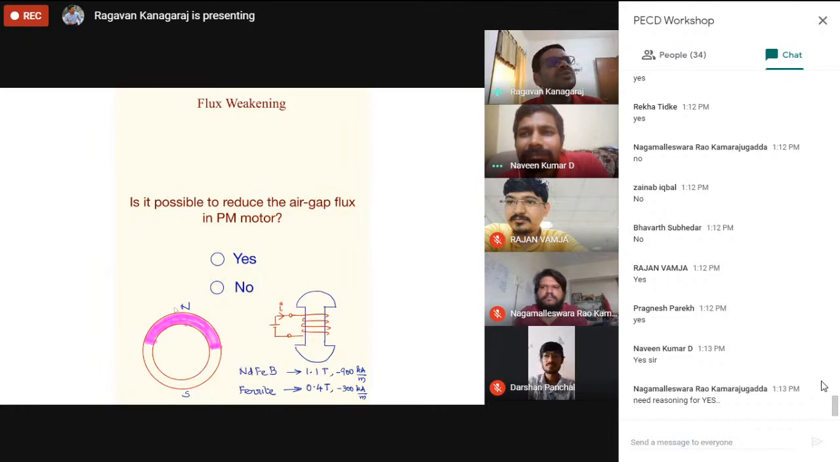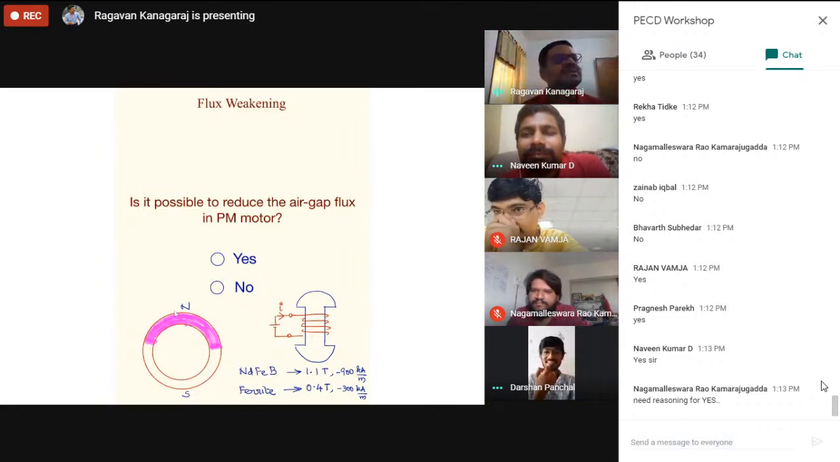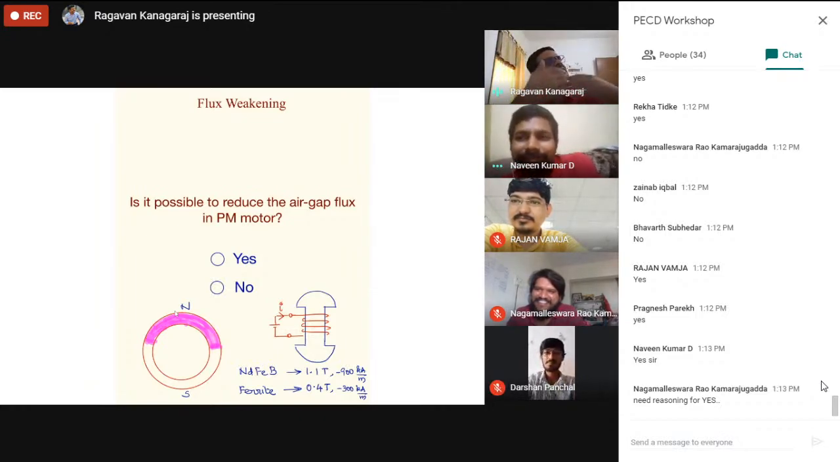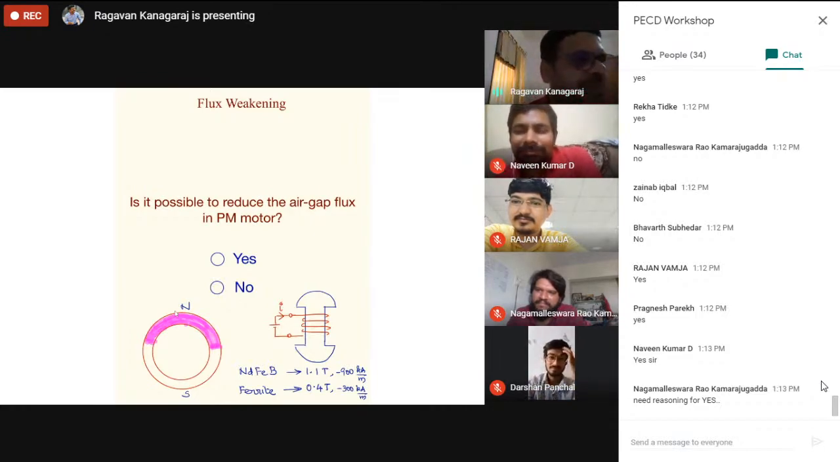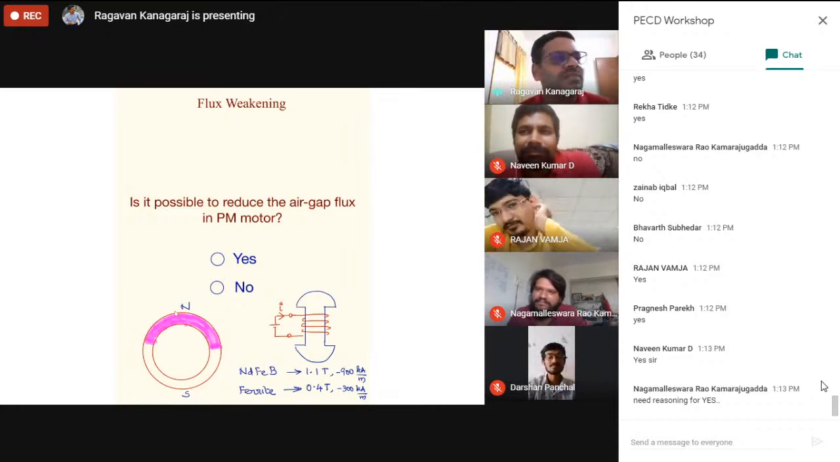Why do we want to reduce the flux? Because we want to go above the base speed. We want to go on the highway, no? We want to go very fast. The vehicle is designed for 50 kilometers per hour, that nominal speed. If you go at 50 kilometers per hour, then the mileage will be better. But the highway is completely free, right? Even a very disciplined person, once sitting on the highway, crosses 100 kilometers per hour. They may see the speed limit as 80 kilometers per hour, but they may try to go at 120, 140 kilometers per hour.